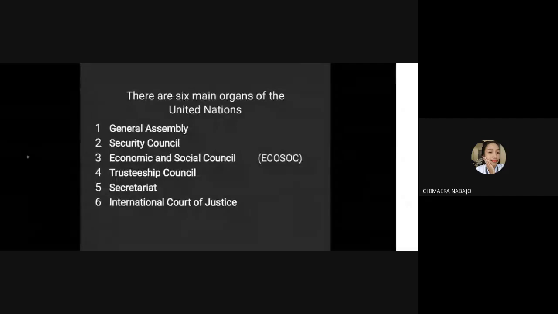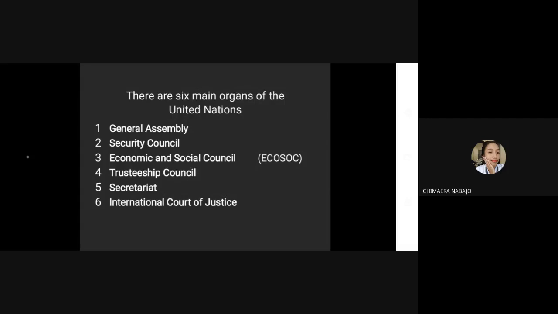So, the International Court of Justice. The International Court of Justice consists of 15 judges from different countries elected by the General Assembly and the Security Council. They are elected for a 9-year term. No two judges can be citizens of the same country.